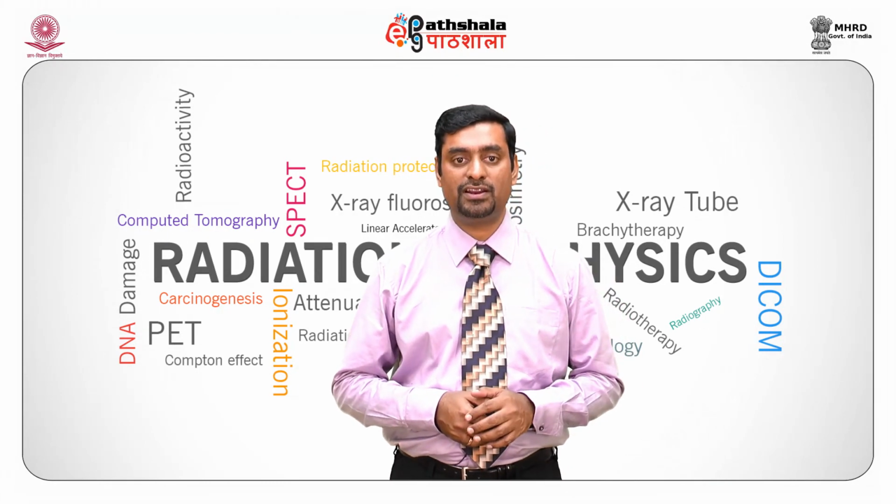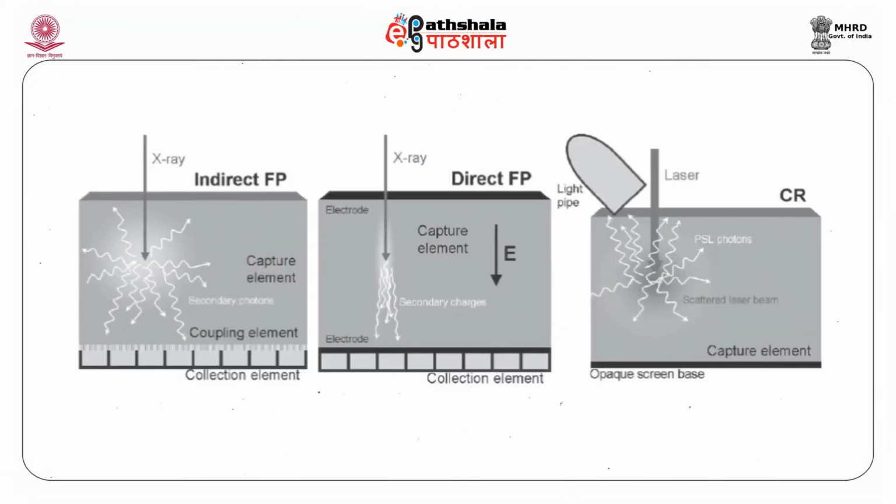And finally, when we summarize, these are the three different types of detectors we see. One is the indirect flat panel detector, a direct flat panel detector, or a CR. These are the various digital imaging detector systems for mammography purposes.